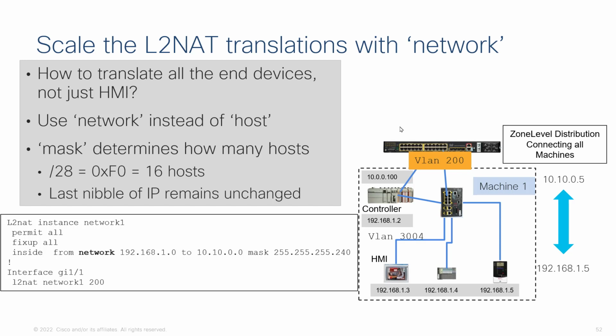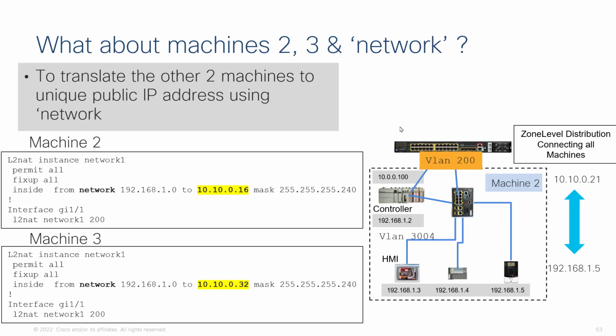And so what you can see on the right is, wherever the bits in the IP address are not masked, they are unchanged. So the simple example on the right shows 192.168.1.5 is translated into 10.10.0.5. That makes sense, right? Because we're just not translating the last byte. But in fact, what we're really not doing is translating the last nibble. So pay attention when we look at the other machines.